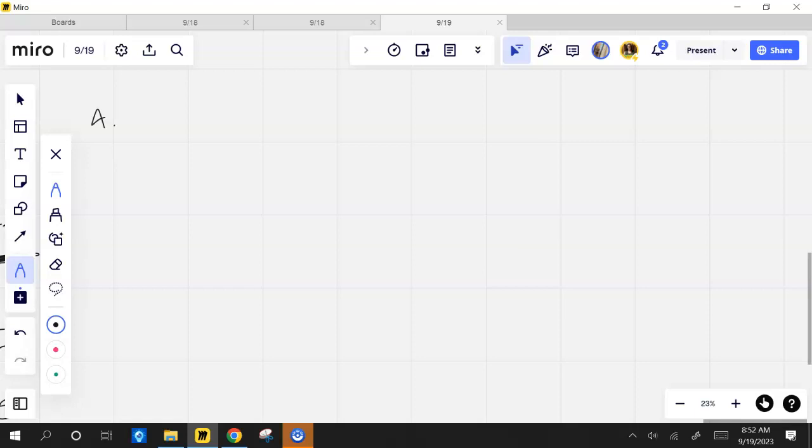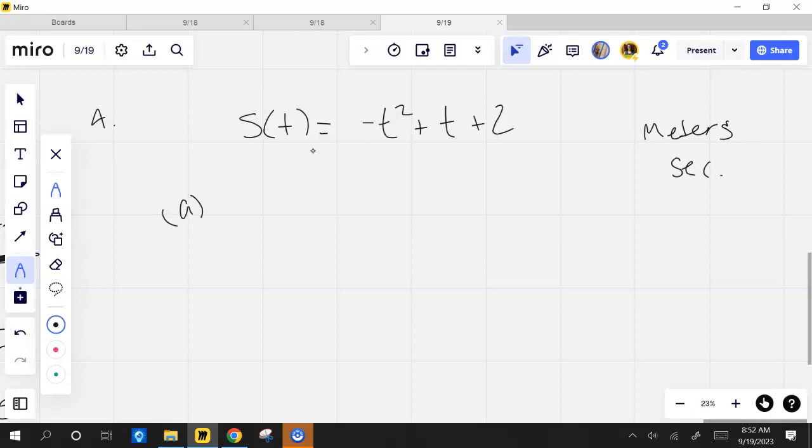A particle moves along the line so that its position at any time is given. Here we go. Back to this again. S is measured in meters. T is measured in seconds. What's the initial position of the particle? How do you find initial position? What does that mean? Plug in 0 for what? Position tells me use the S, right? Initial means there's no time, so I'm really just finding S of 0.